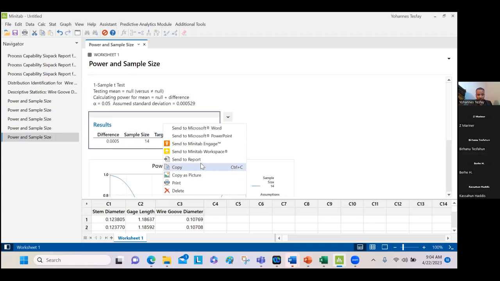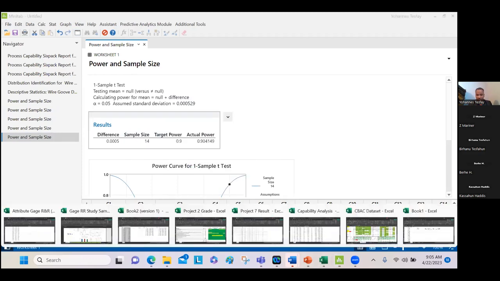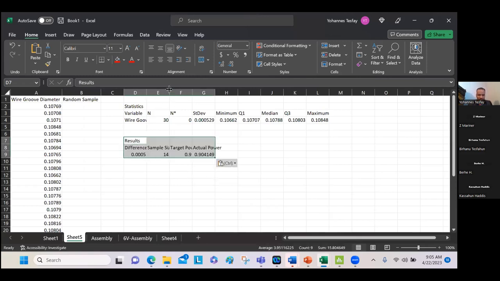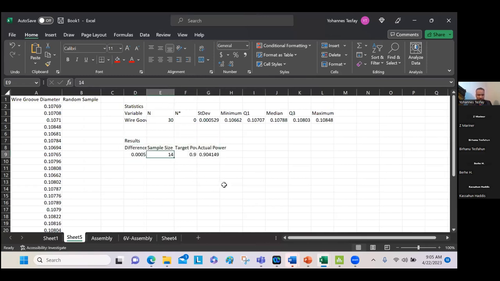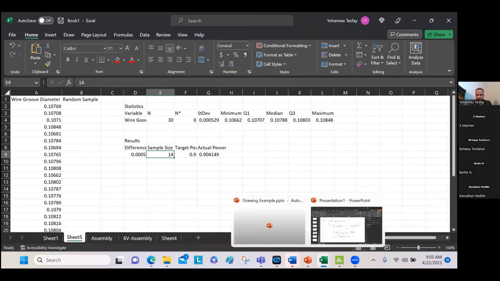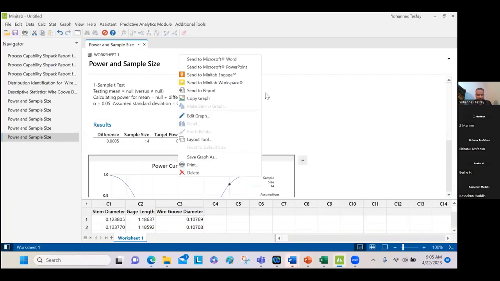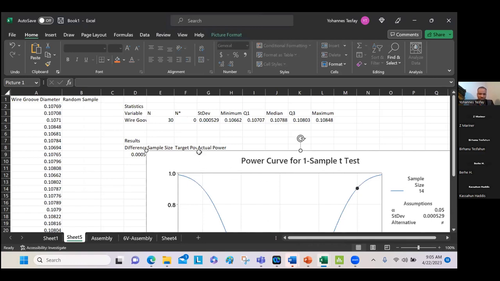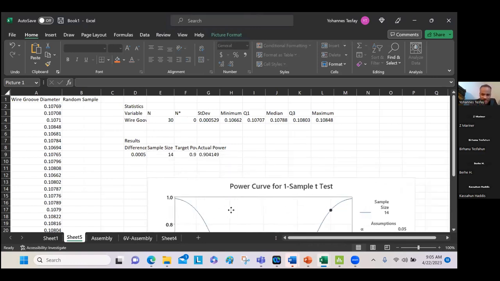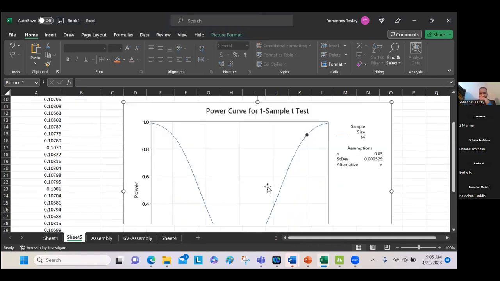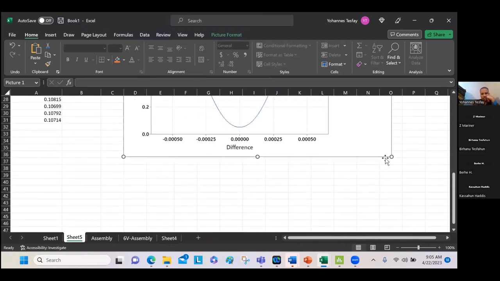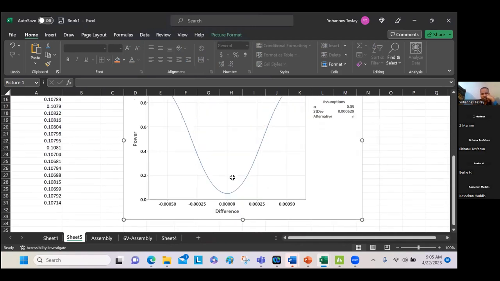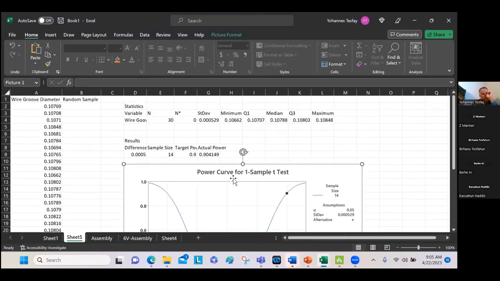Okay, so I'm gonna copy this and put it here. This is my sample size needed, 14, and I'm gonna come here and copy. Then I'm gonna put it here, just like this. You see?